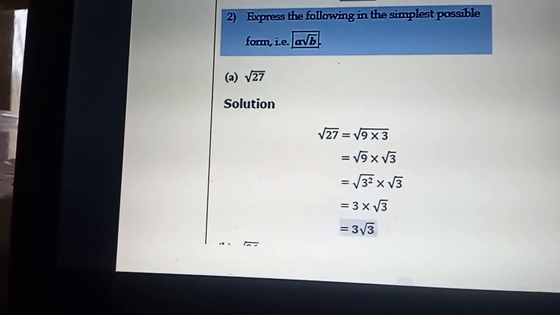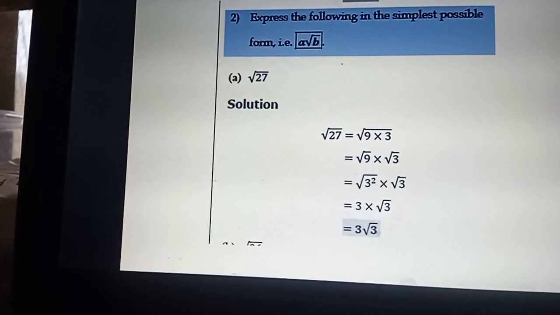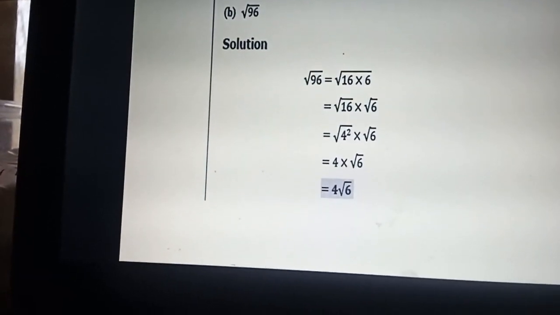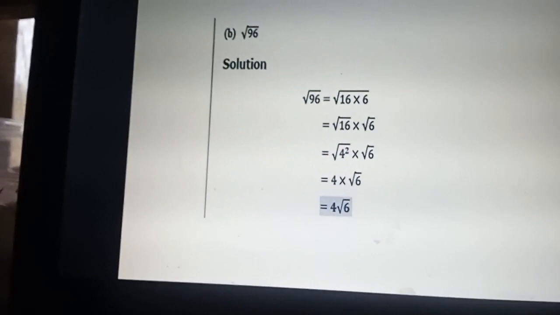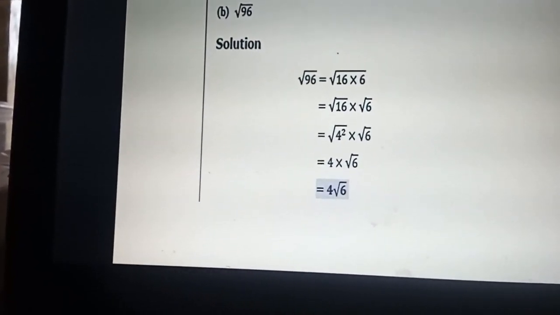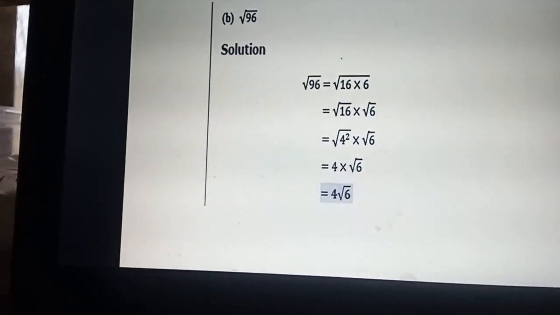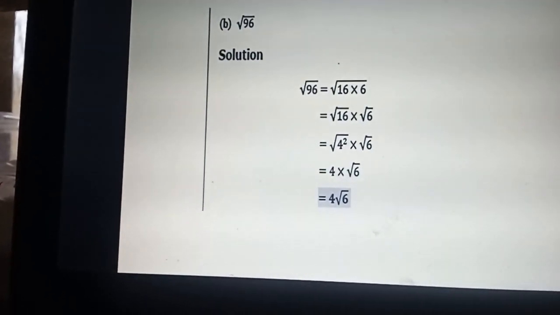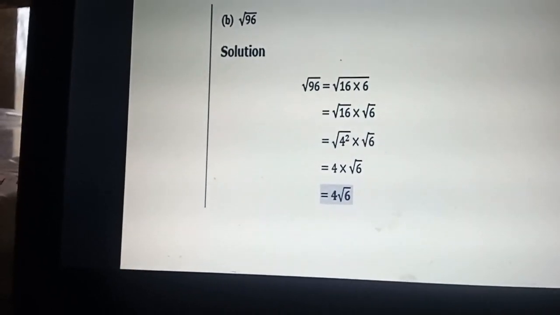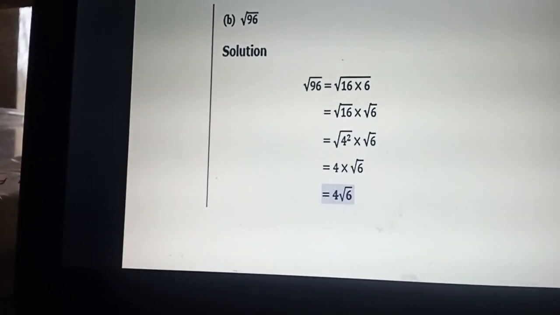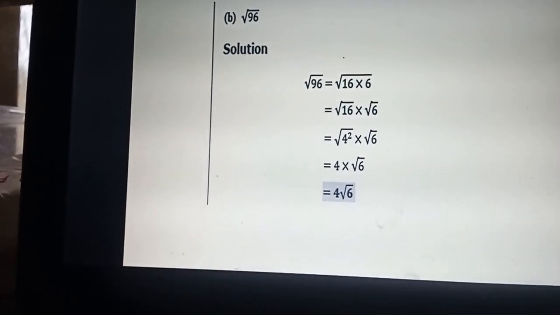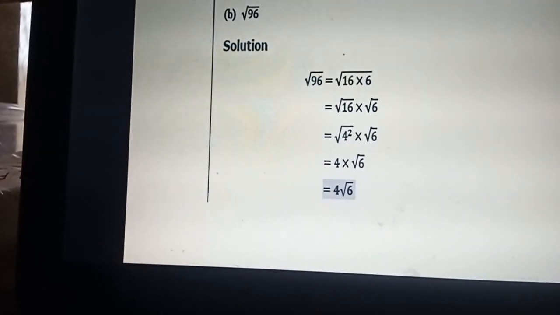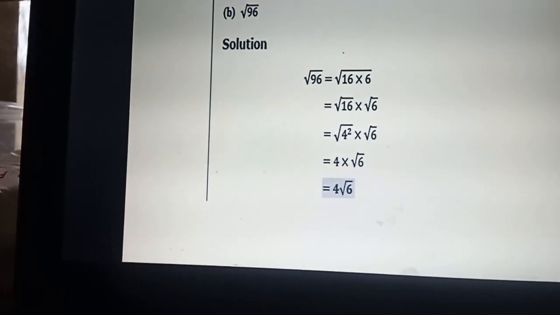So let us look at another example. Root 96, the same thing as example 1. We divide our 96 by what? 16 times 6. It will give you what? 96. Then you break our 16 here. 4 square, it will give you what? 16. Then you cancel this square by the square root. This power 2, 4 power 2, the 2 cancels the square root. Remain what? 4. 4 times root 6.